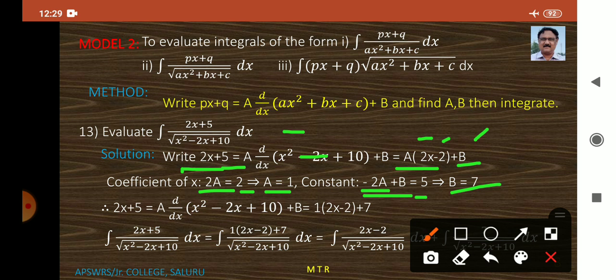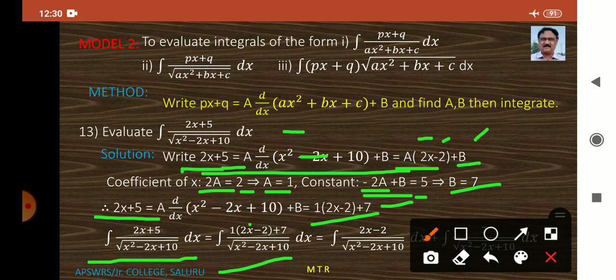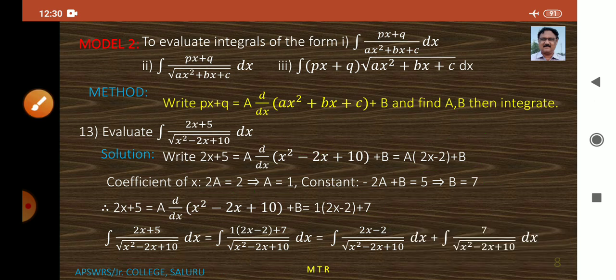Now therefore 2x plus 5 is equal to, substituting the values of A and B, A into the derivative of this plus B, where A is 1, the derivative of x square minus 2x plus 10 is 2x minus 2, plus B is 7. Now the given problem is the integral of 2x plus 5 by square root of x square minus 2x plus 10 dx. That is equal to 1 into 2x minus 2 plus 7 by square root of x square minus 2x plus 10. So split that into two fractions.